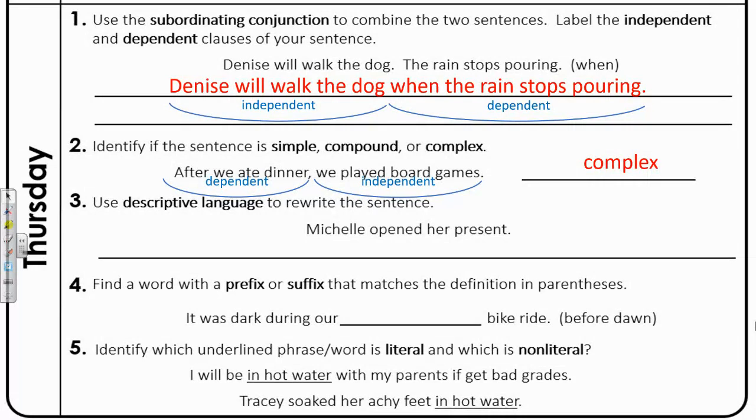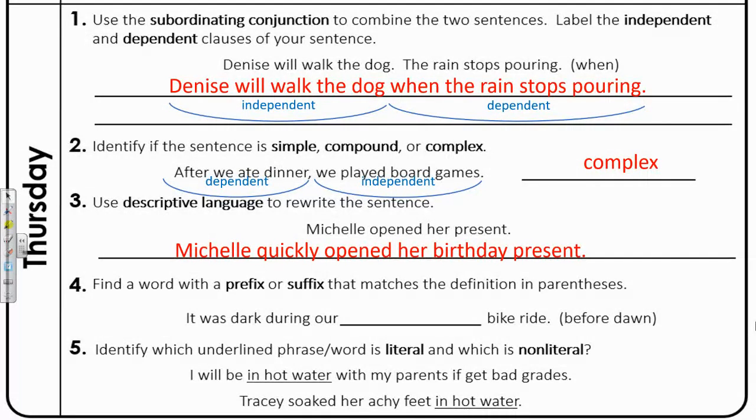Number 3, use descriptive language to rewrite the sentence. Michelle opened her present. I decided to add a few words to add more details. I wrote, Michelle quickly opened her birthday present. So quickly here is an adverb to describe how she opened it, and birthday is an adjective to describe what kind of present she was opening.